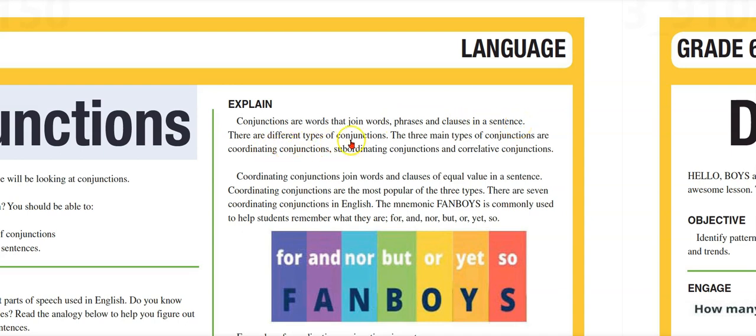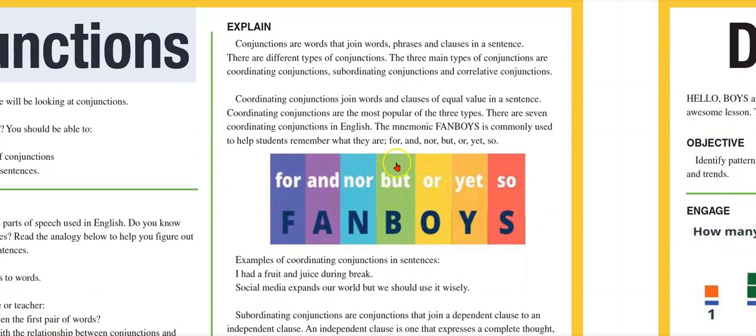There are different types of conjunctions. The 3 main types of conjunctions are coordinating conjunctions, subordinating conjunctions, and correlative conjunctions. Coordinating conjunctions join words and clauses of equal value in a sentence. Coordinating conjunctions are the most popular of the 3. There are 7 coordinating conjunctions in English. The mnemonic FANBOYS is commonly used to help students to remember what they are.